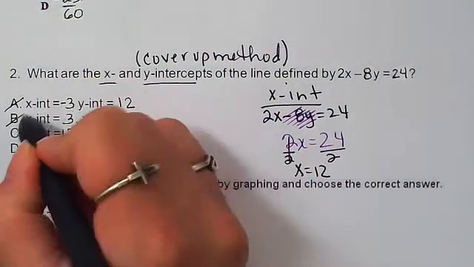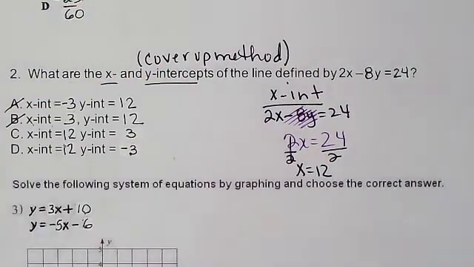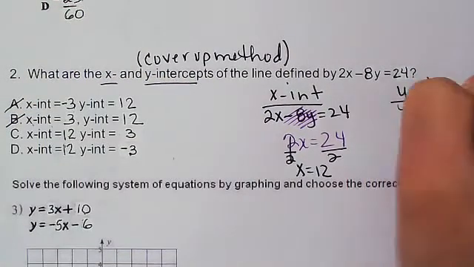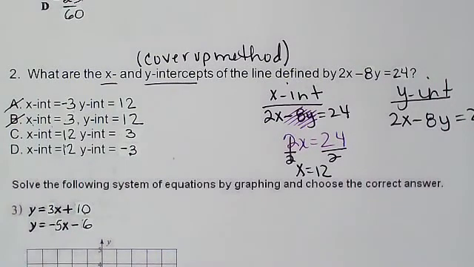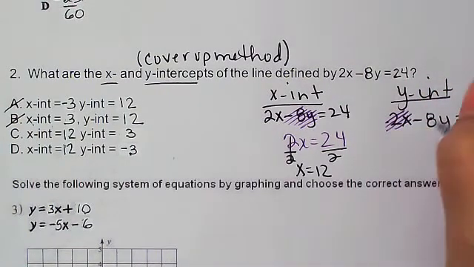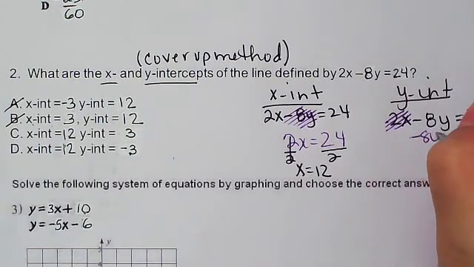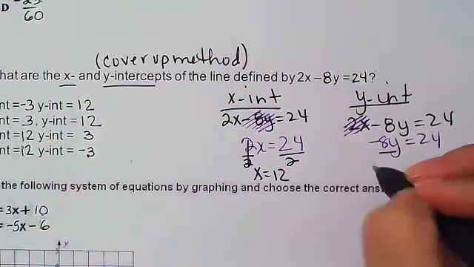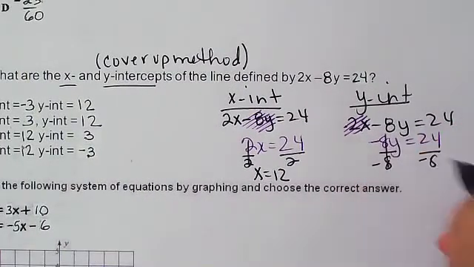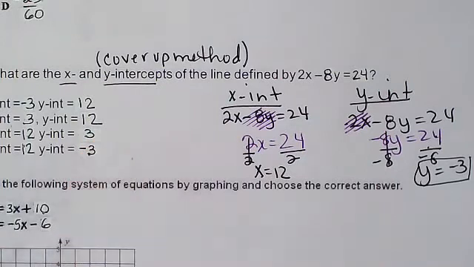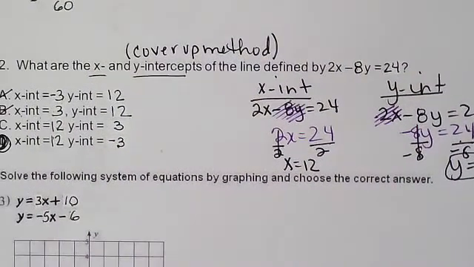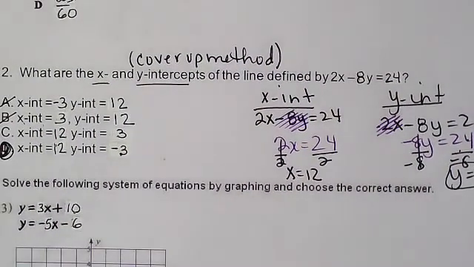X-intercept negative 3? No. X-intercept 3? No. 12, 12? Yes. Okay, so it's between those two. Let me find the y-intercept by doing the exact same thing, but this time because I want the y-intercept, I get to cover up the x. So I'm left with a negative 8y equals to 24, and all I got to do is divide both sides by negative 8. So y equals 24 divided by negative 8 is negative 3. So that's why D is the better answer, because C has a positive 3. So there goes number 2.